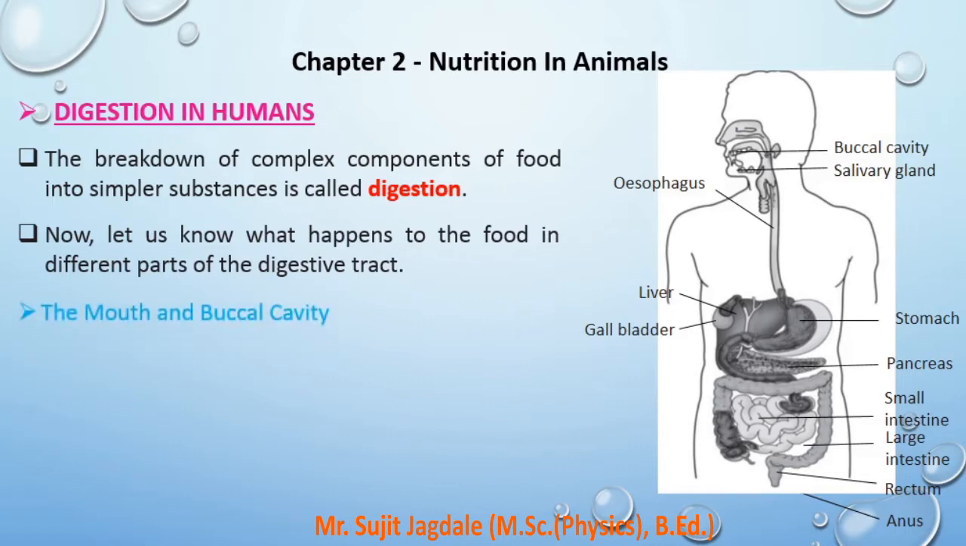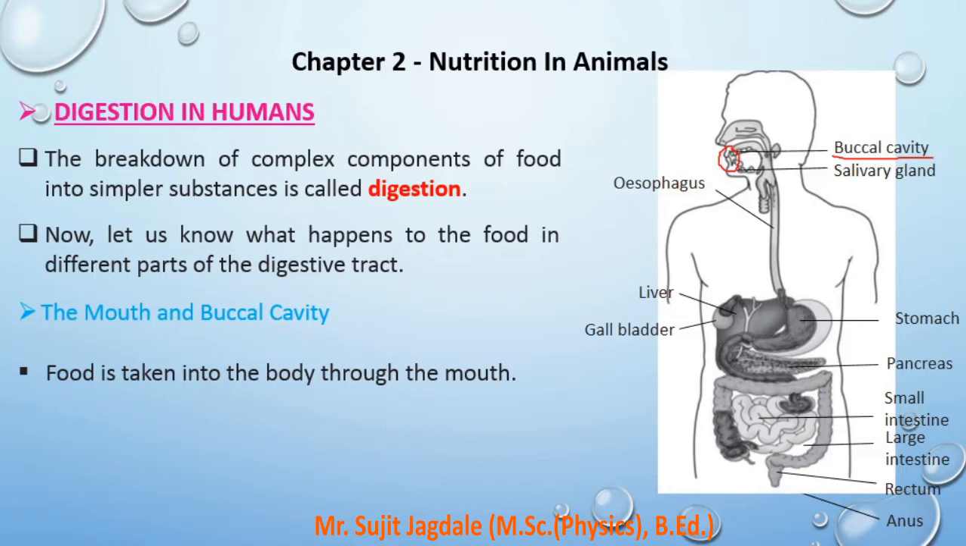Now the starting compartment is the mouth or buccal cavity, which is shown in the diagram. Food intake actually starts with the mouth. Food is taken into the body through the mouth. That means this digestion starts with the mouth, which is shown in the diagram.